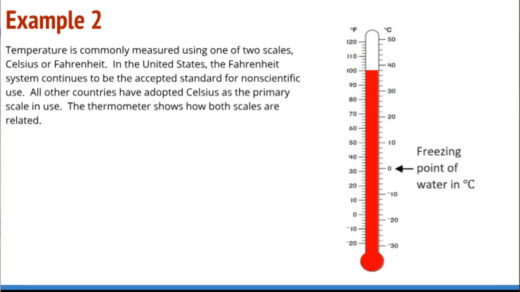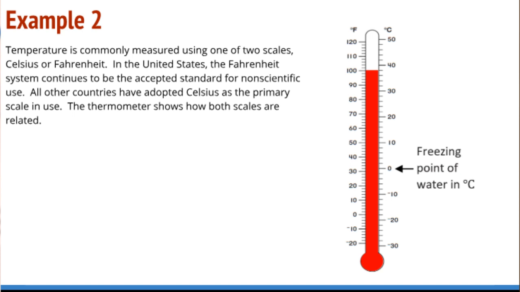All right, taking a look at another example. Moving from money now to temperature, the other part of our I CAN statement. Temperature is commonly measured using one of two scales, Celsius or Fahrenheit. In the United States, the Fahrenheit system continues to be the accepted standard for non-scientific use. So for everyday use in the United States, we're using Fahrenheit. For science, we will normally use Celsius. All other countries have adopted Celsius as the primary scale in use.